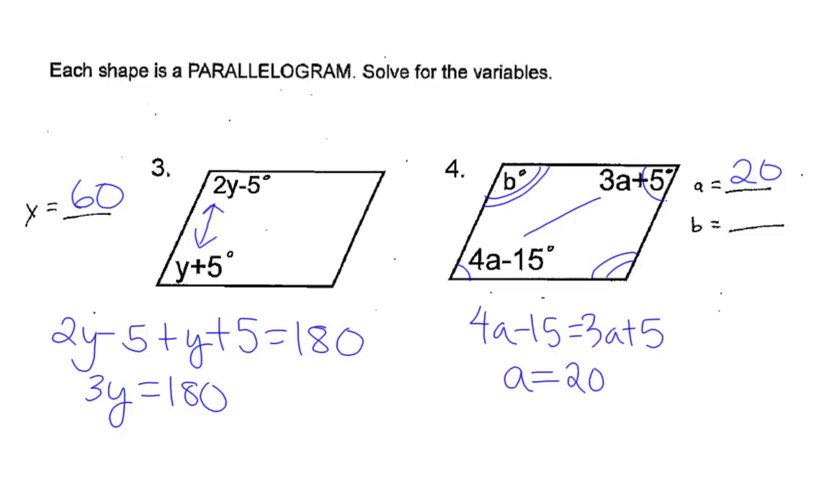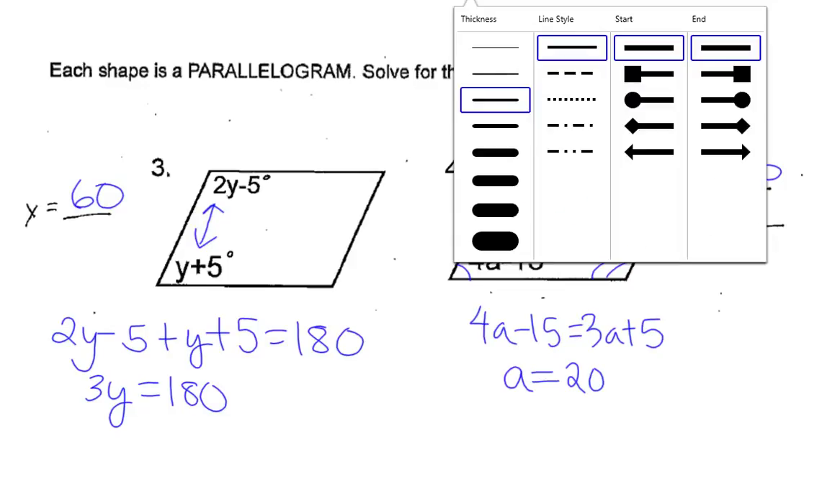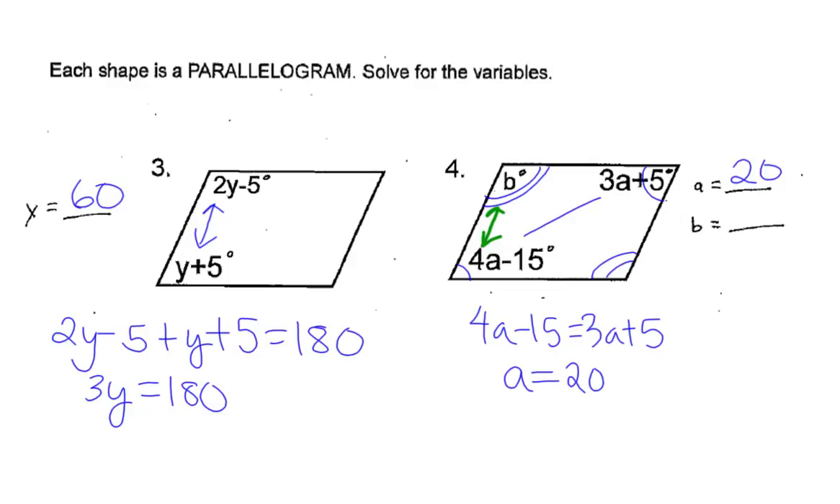And then I'm going to need to use A to help me to get B. Now those two are consecutive, so they're supplementary, which means I add them together to get 180. Before I do that though, I'm going to substitute A back in to find what that angle measure is, which means I'm going to substitute A for 20. 4 times 20 is 80, minus 15 gives me 65 degrees. So what that means is if I add 65 and B, I get 180. So B has to be 115 degrees.